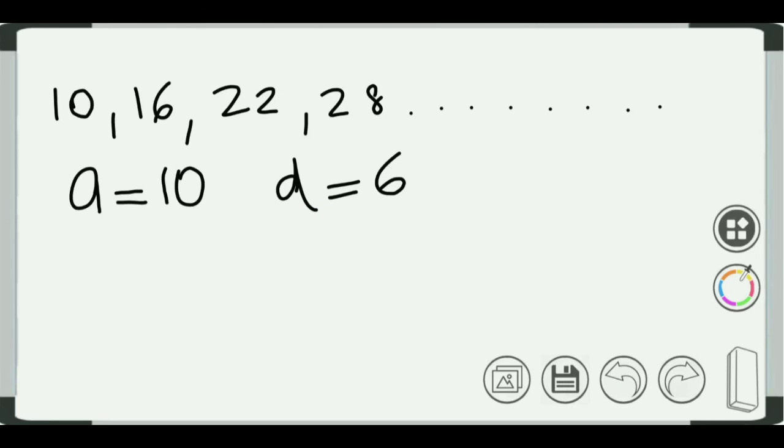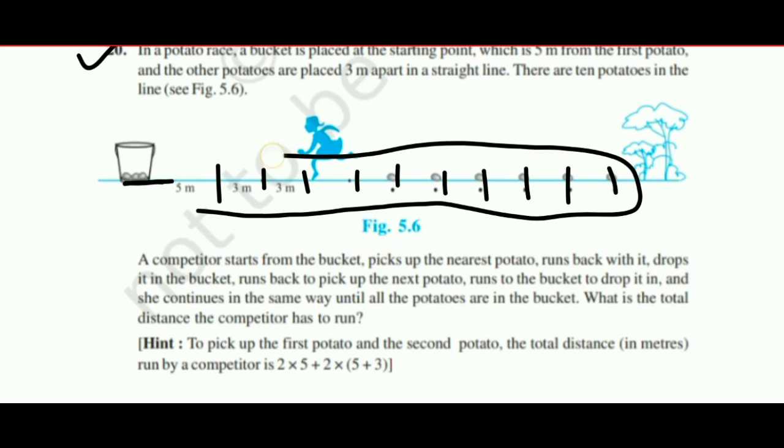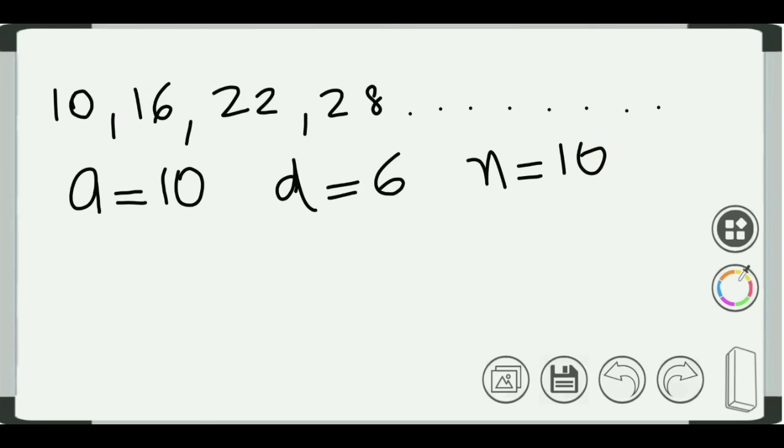Now what we need to find? We need to find the total distance the competitor has to run. That means we need to find the sum of 10 terms. Because here you can see 10 such potatoes: 1, 2, 3, 4, 5, 6, 7, 8, 9, 10. Okay, 10 such potatoes are given here. We need to find how much distance she needs to run. So we need to find S10. S10 means n is equal to 10. So we need to find the distance of that.